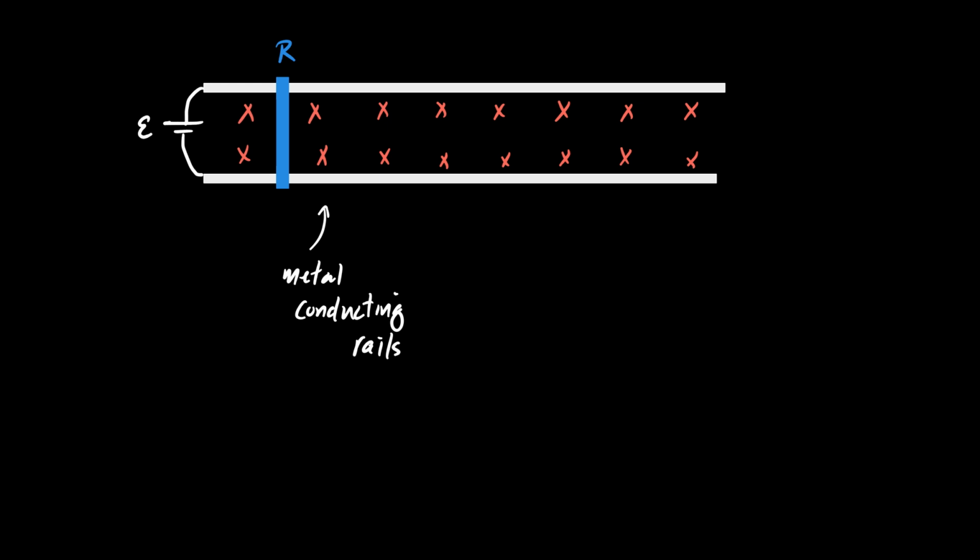First, using your rules of circuits, find an expression for the current in the slug. I'll give you a moment. There's not a whole lot to do here. I just want the current in the slug.